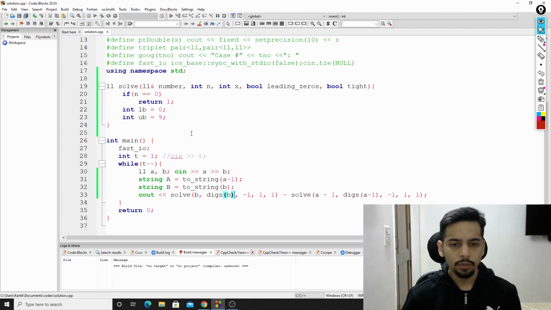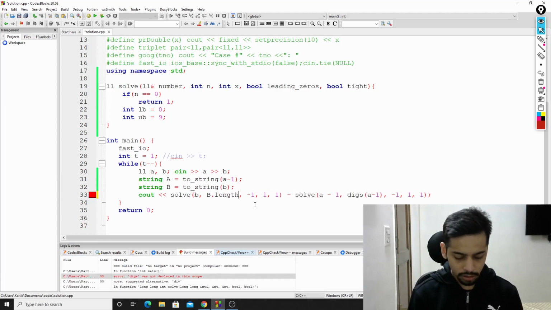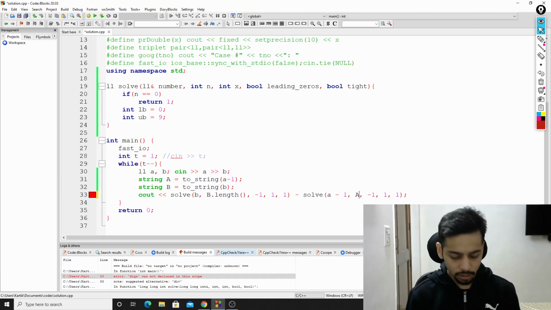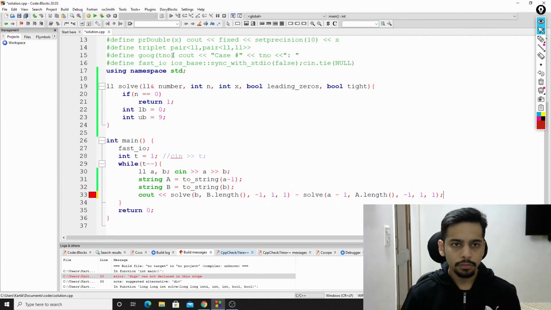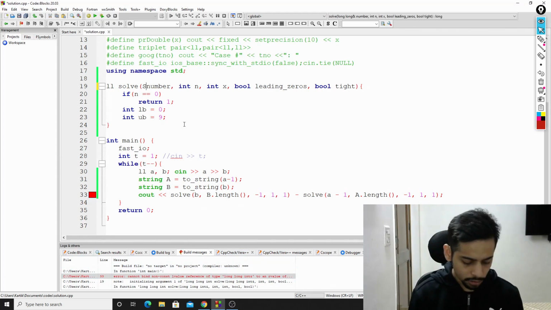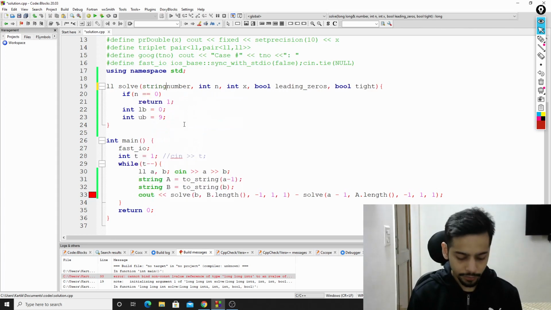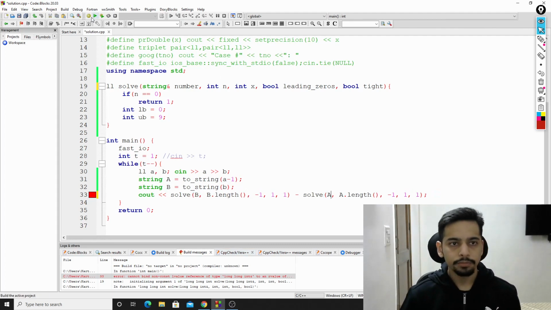Let me just compile this. Will it work? Okay, cool. And now I don't even need this digit function. I can just say b.length. This is the number of digits in B. Similarly, here I can call a.length. This is the number of digits in A. Does this work now? Cannot bind non-const lvalue. Oh, all right. Let me make this a string, passing it by reference. And I can pass in capital B and capital A respectively. Yep, this should work now.